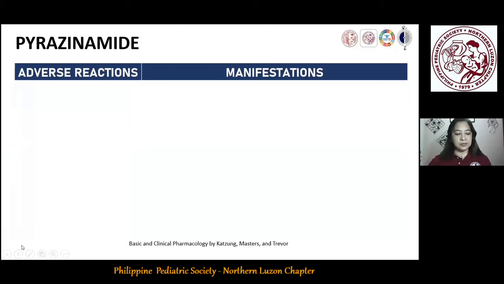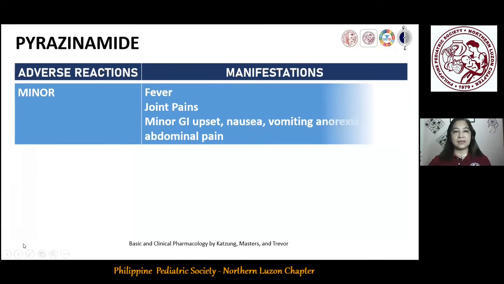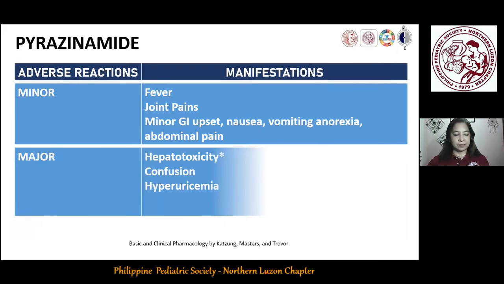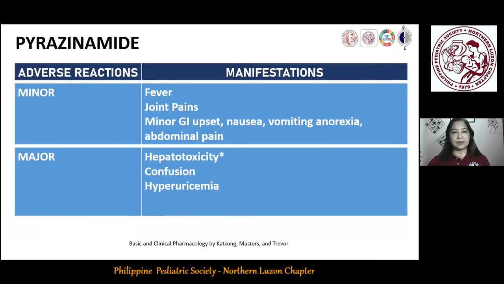Adverse drug reactions, meanwhile, to pyrazinamide can present as minor fever, joint pains, minor GI upset, nausea and vomiting, anorexia, and even abdominal pain. Take note that for major manifestations, again, the liver injury is there, together with confusion and hyperuricemia. The hyperuricemia is mostly seen in adult patients who have diabetes being treated also with anti-TB medications.